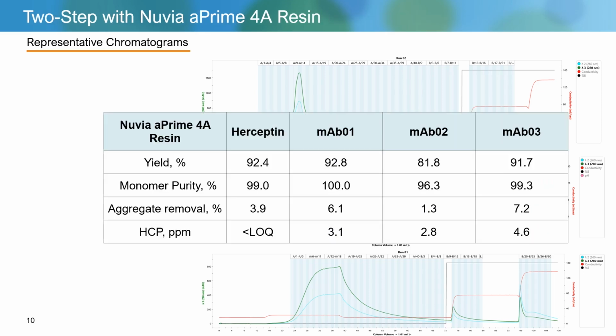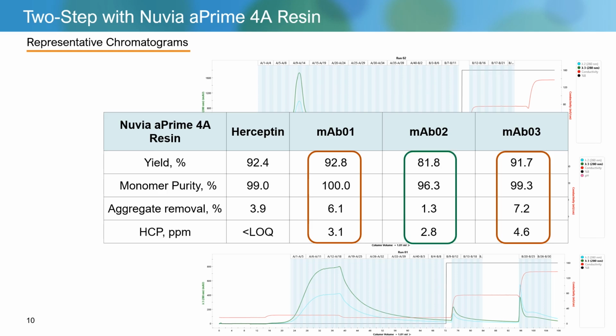If we look at analytical results, mAb 1 and mAb 3, despite the differences in UV traces, showed similar results to the reference with very good aggregate and HCP removal. mAb 2, on the other hand, at the same generic conditions, showed not as promising results. Regardless of the mAb tested, the HCP level was very low.